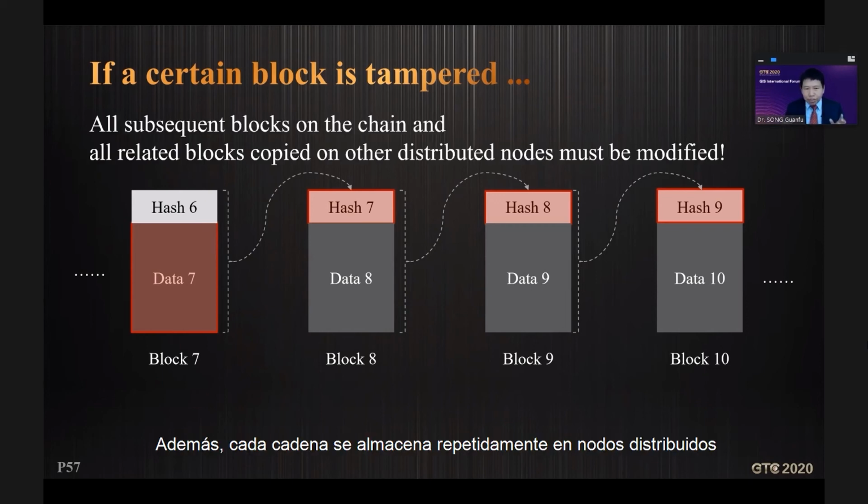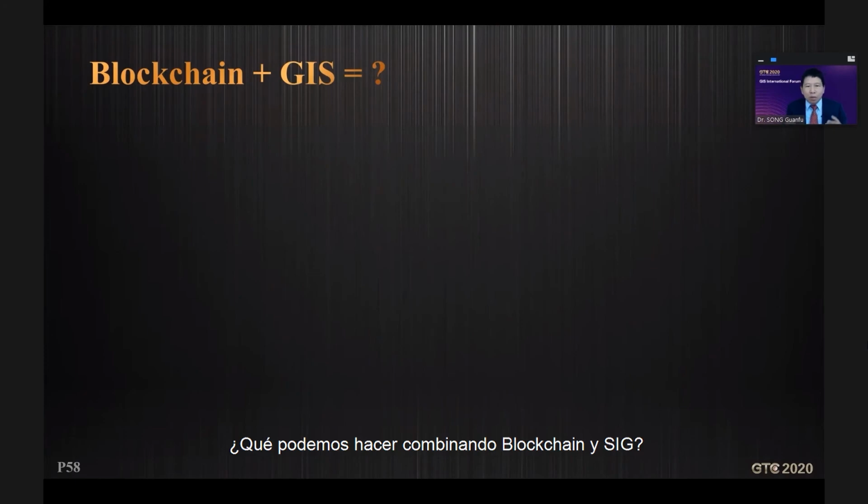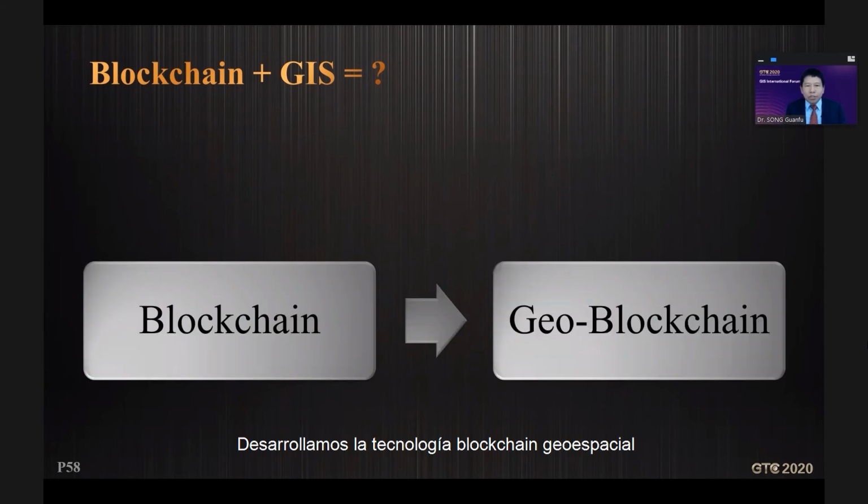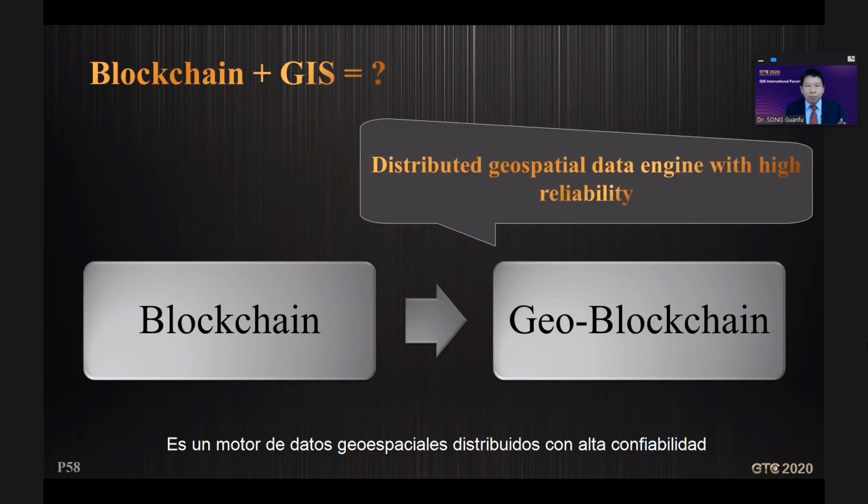Besides, each chain is stored repeatedly on distributed nodes, which means that all copies of the chain need to be modified, which further increases the difficulty of malicious modification. What can we do by combining blockchain and GIS? We developed geospatial blockchain technology. It is a distributed geospatial data engine with high reliability.